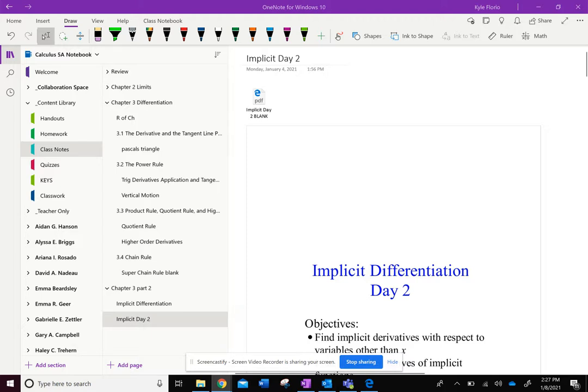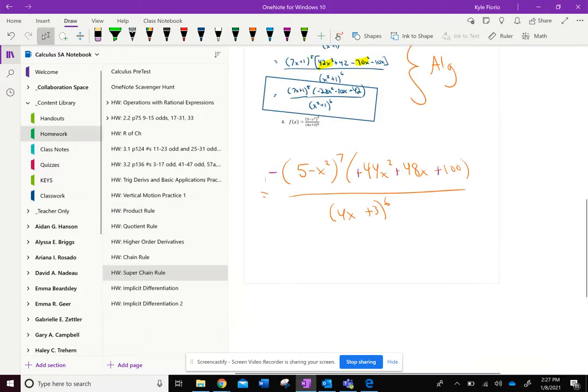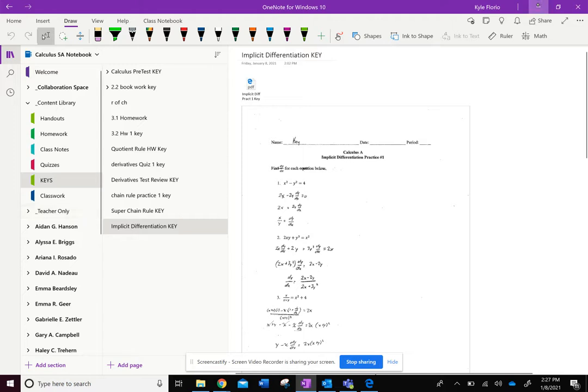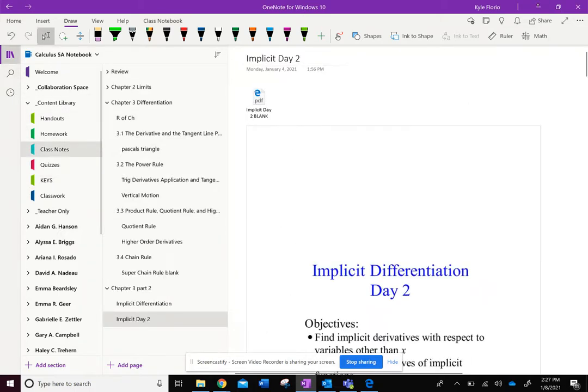If you have questions on the implicit differentiation day 1 homework, up in the keys section in the content library, I posted the homework answer key, so you can check your work and see how I did it there. But for today, we're going to do some more implicit differentiation.